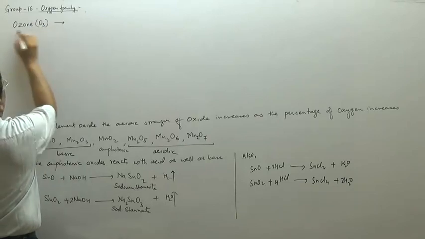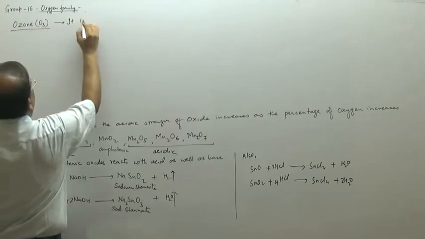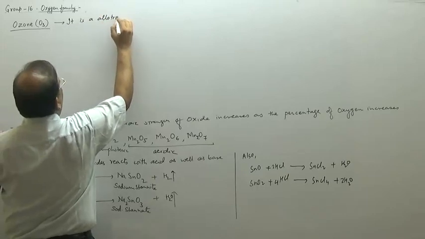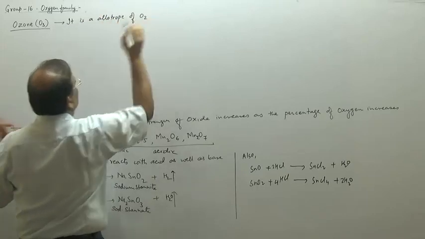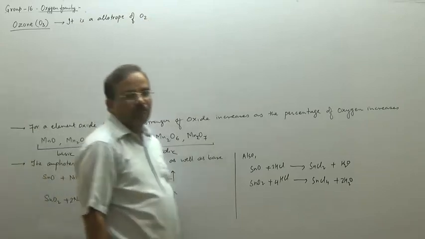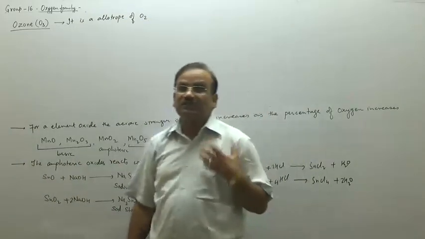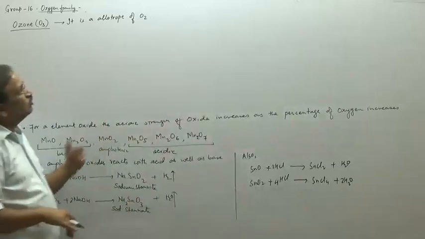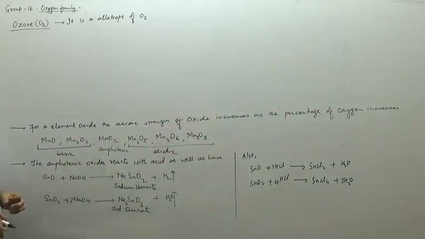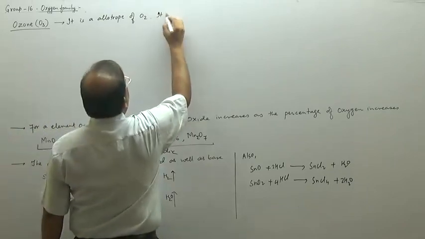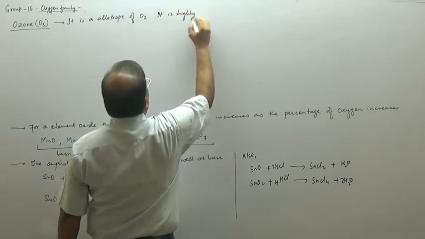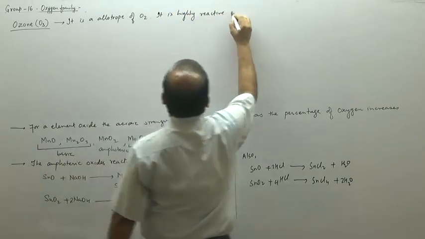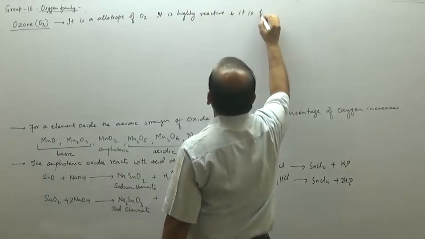It is an allotrope of oxygen, an allotrope of O2. Ozone is a very strong oxidizing agent because it is oxidized oxygen, so it will be a strong oxidizing agent. It is highly reactive, and it is formed from oxygen.